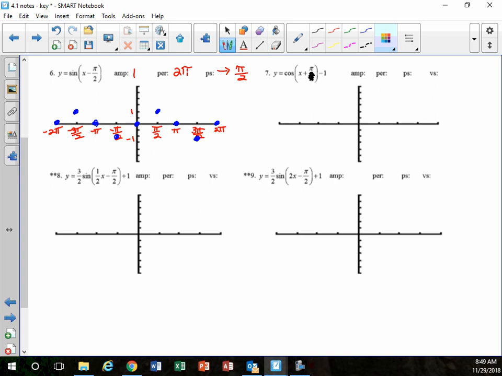Okay, we said to the right by pi over 2. How far is pi over 2? Like, how many tick marks is it? Just 1 tick mark? Do you guys see it? Because the first tick mark after 0 is pi over 2, so we're just shifting 1 to the right.